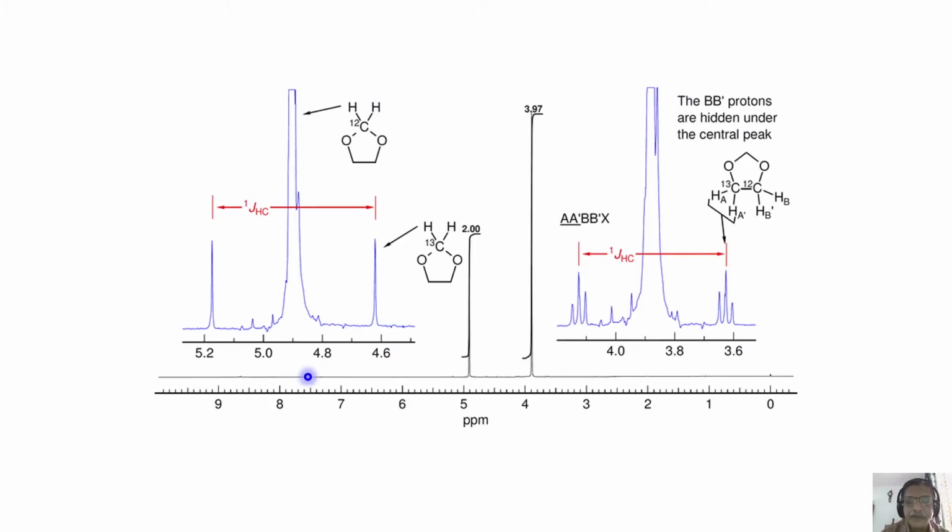Now, if I analyze this proton spectrum, it gives a single peak. If I enlarge with a higher intensity, I am going to see proton-carbon coupling. Forget about other things, geminal coupling later.